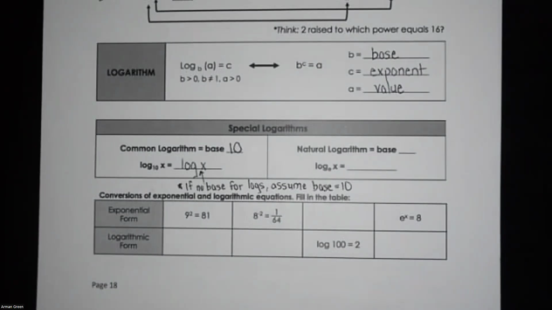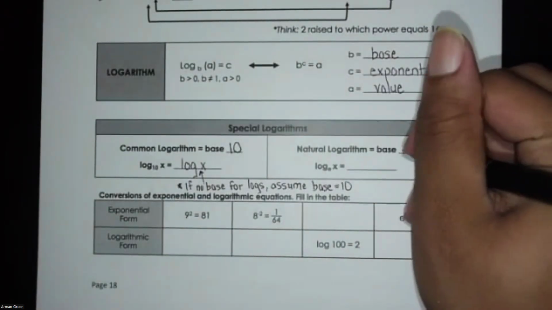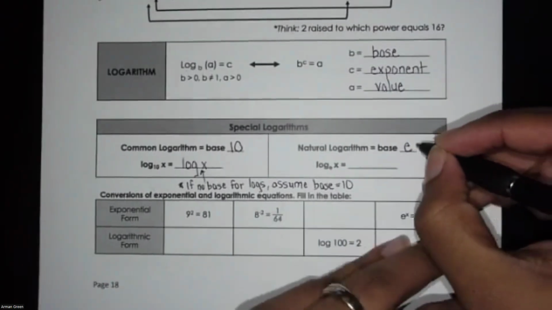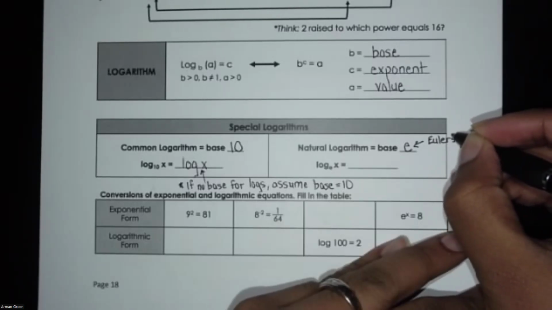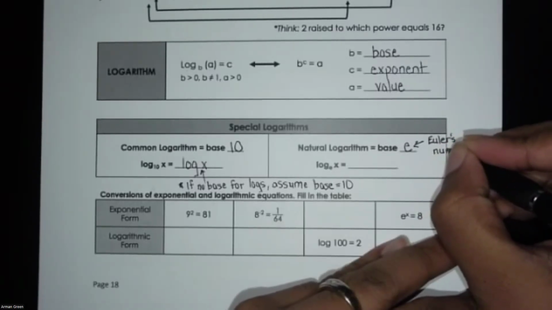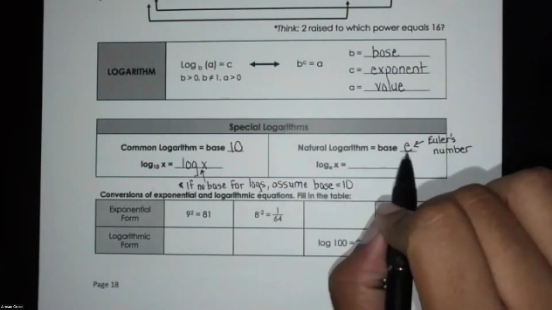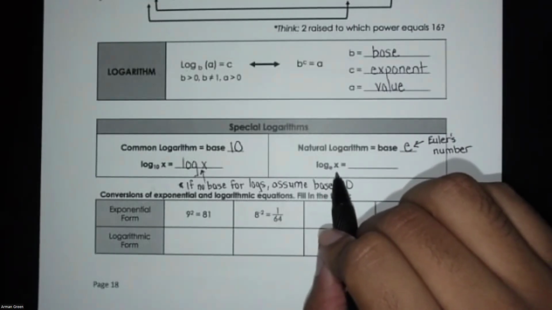The second one is something that is called a natural logarithm. A natural logarithm happens when your base is actually the number e. If you remember, the number e is a special number, what we called Euler's number. We looked at that a couple of lessons ago, so we're still using it here. If you have a base of e or a base of Euler's number, you can write it this way.